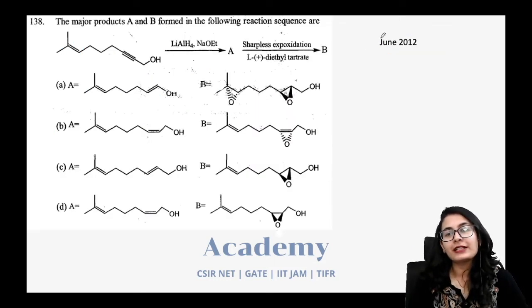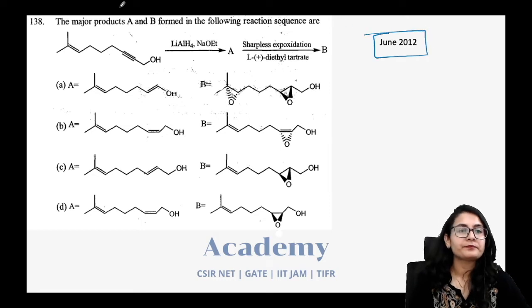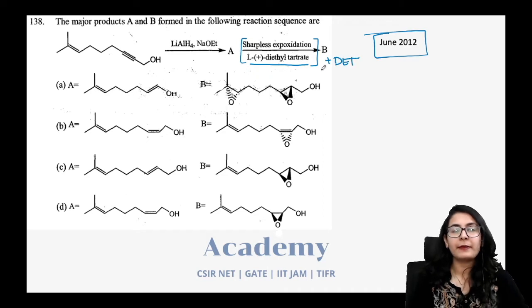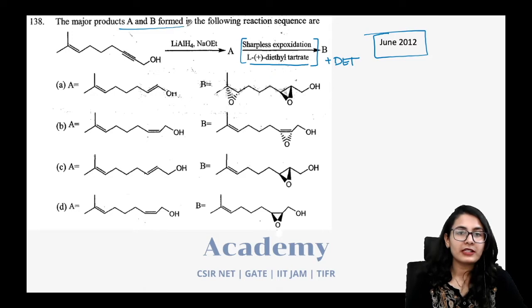Right? Look at this, June 2012. Now guys, Sharpless epoxidation is given and the only condition is L plus DET. Plus DET is given, but nothing else is given over here. So what are you going to do? The major products A and B formed in the following reaction sequence are.